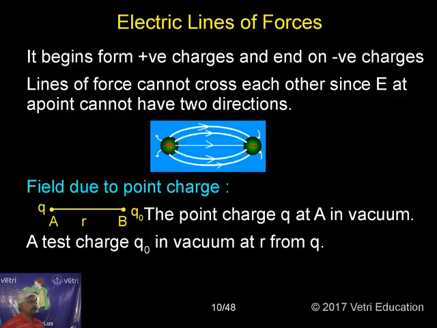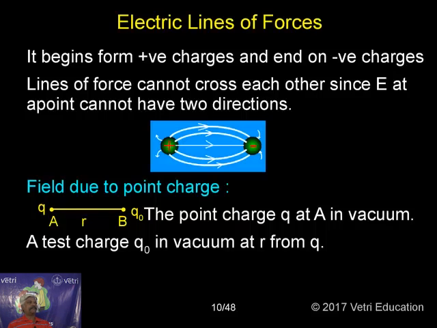It begins from a positive charge and ends at a negative charge. Electric lines of force always start from a positive charge and end at a negative charge, or they start from a positive charge and terminate at a negative charge. Lines of force cannot cross each other, since the electric field at a point cannot have two directions.